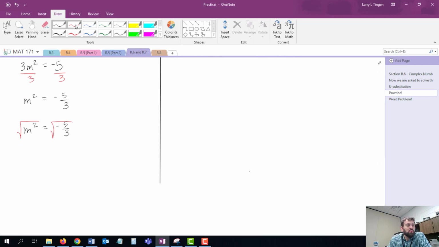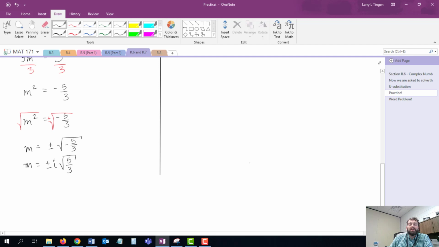Take the square root, but remember when you take that square root of a real number, it does require you to consider the positive and negative results. So this means m is equal to the positive and negative square root of negative 5/3. Now, there's a couple of things going on here. The first of which is this is complex. There's a negative under the root, so I can bring out the i, and that's going to leave me with root 5/3. Now, I have a radical in the denominator.